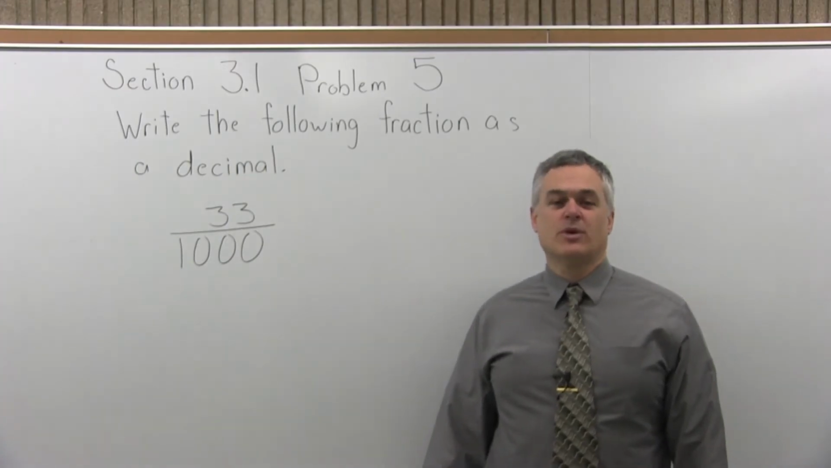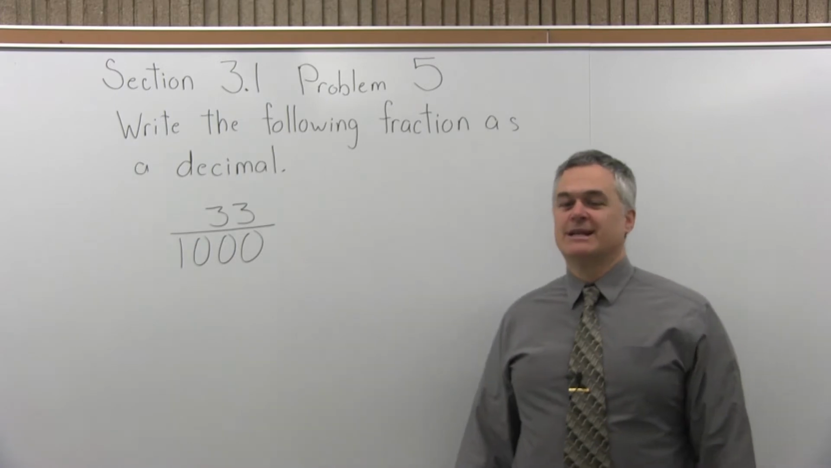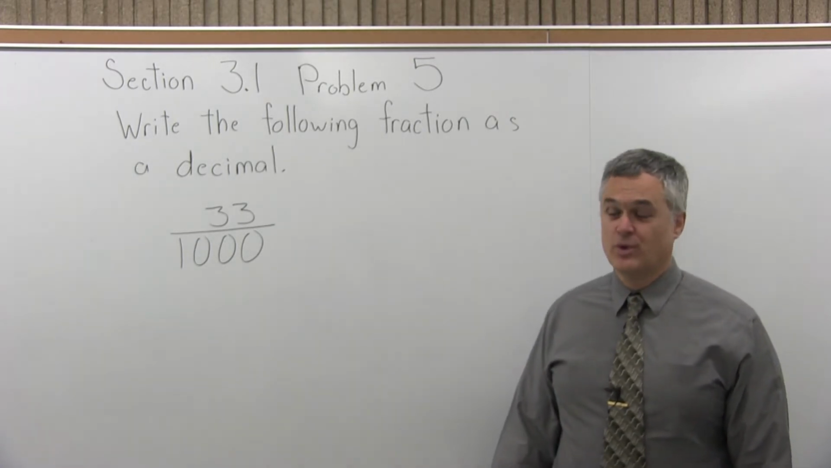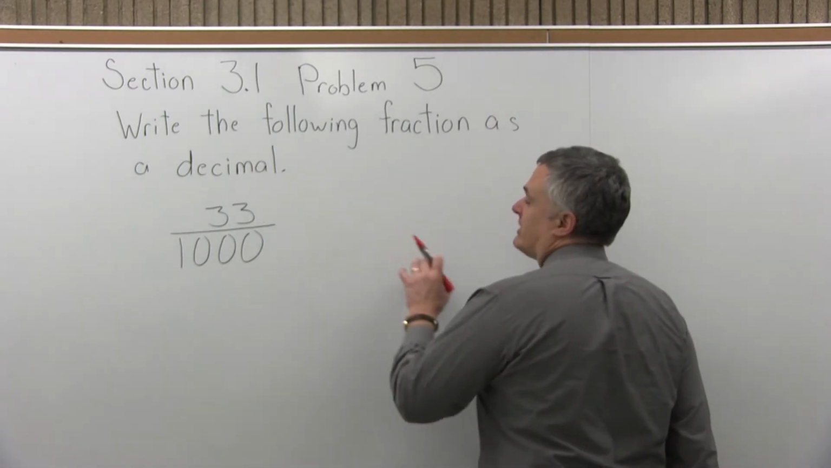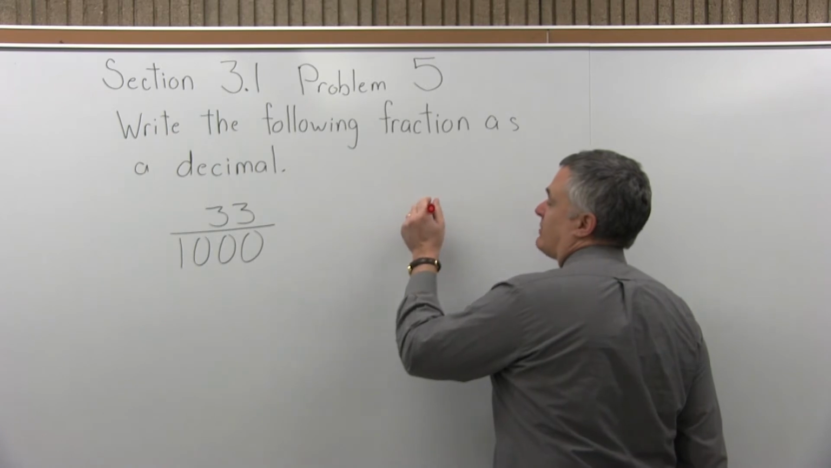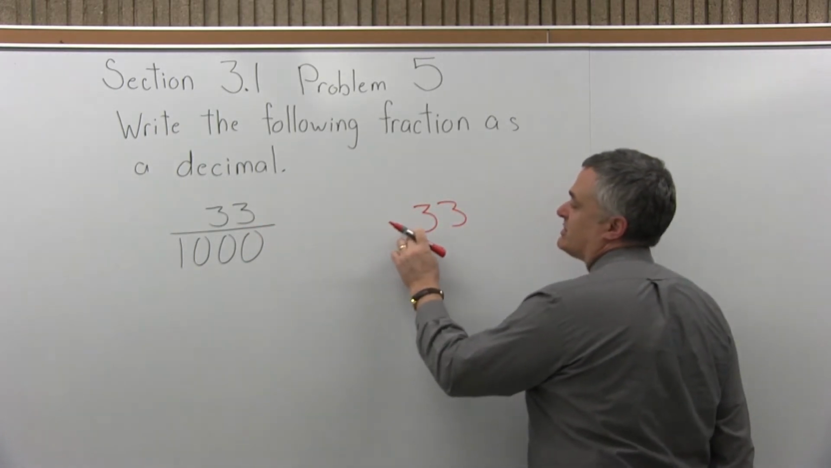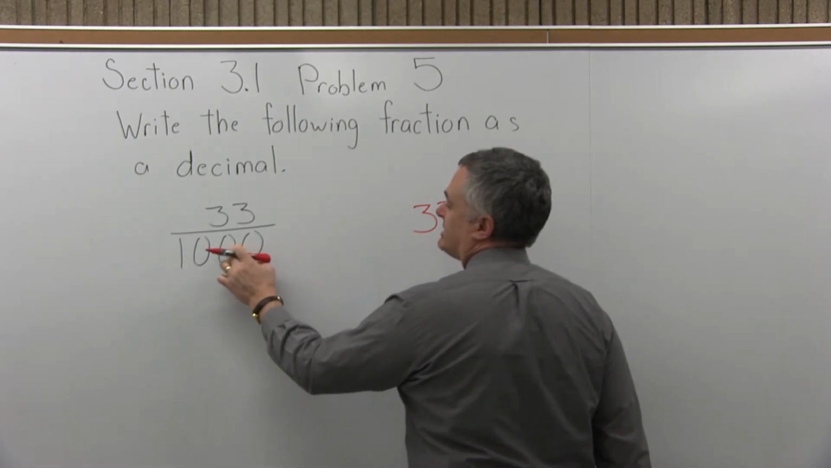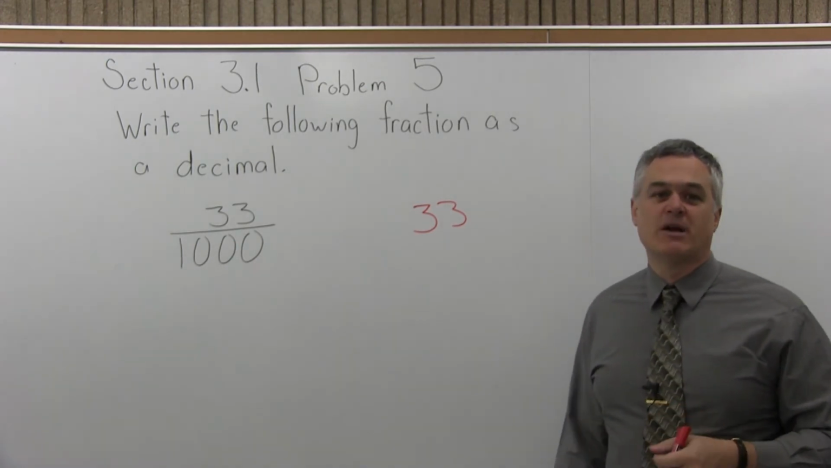This is Section 3.1, Problem 5. It says write the fraction as a decimal, and we have a fraction of 33 over 1,000, or 33 1,000ths. So, as we write this value as a decimal, we'll have the 33 from the numerator. But I can't just start with a decimal in front of the 33. I have to have as many places after that decimal as I have zeros in the denominator of my fraction.